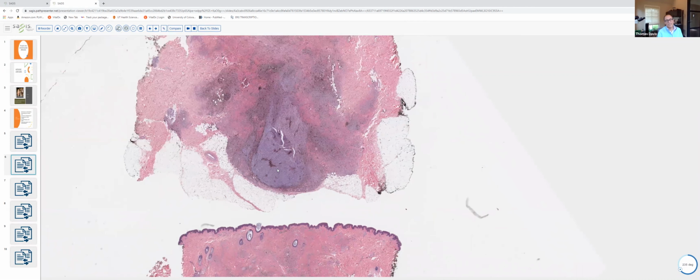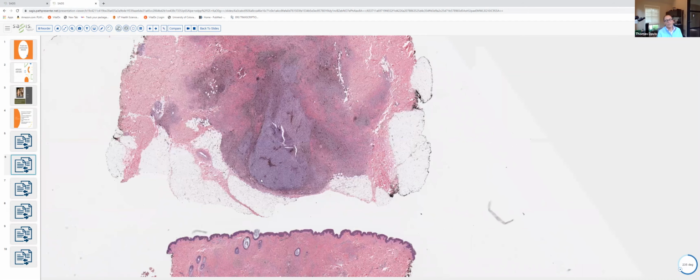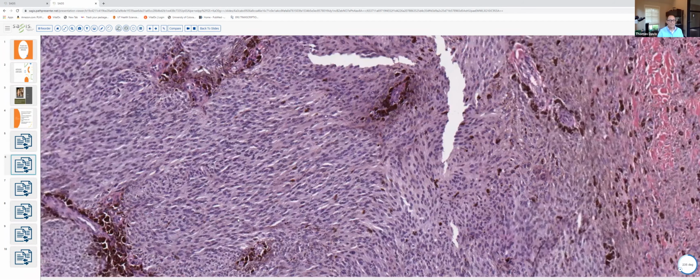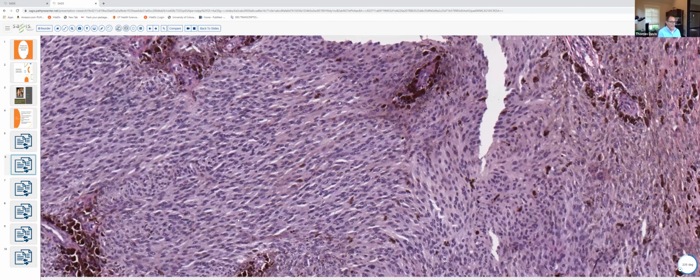And if we look at these centrally located lighter areas, we'll move in to higher power. You can see that these are composed of really tightly packed cells. They are relatively amelanotic. They're uniform. They have spindle to fusiform shaped nuclei and an even chromatin pattern.